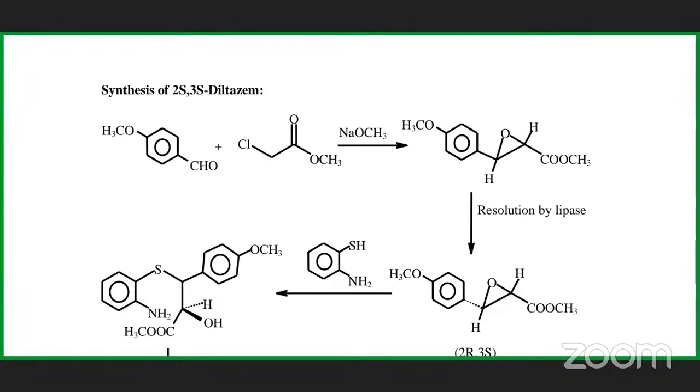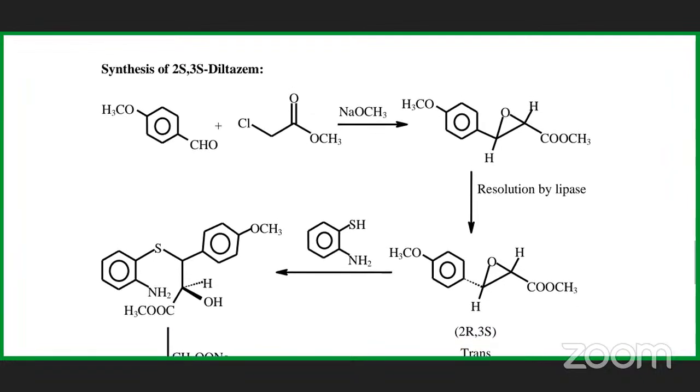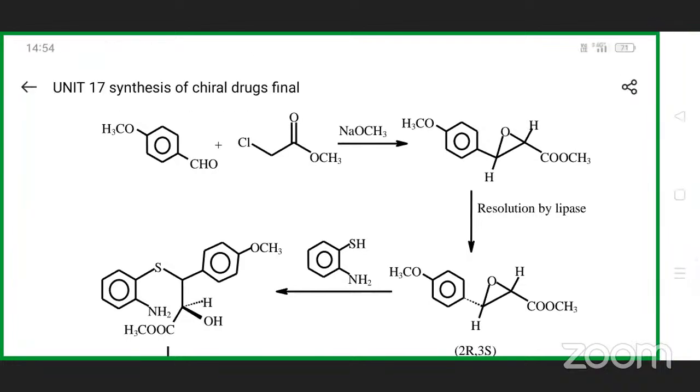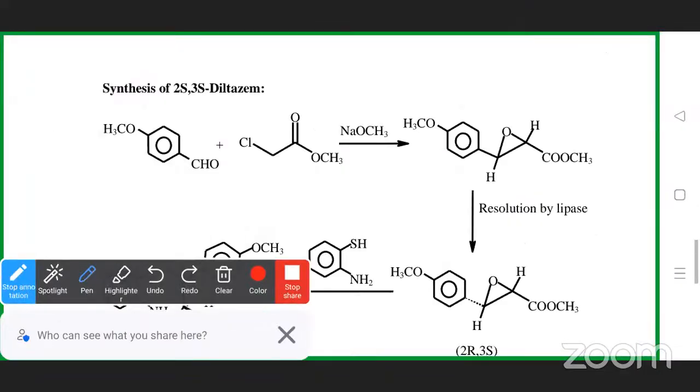How is the epoxide formation taking place? Here is the aldehyde. There is one step skipped here. Here CHO, this is a carbonyl center, right? CHO here.